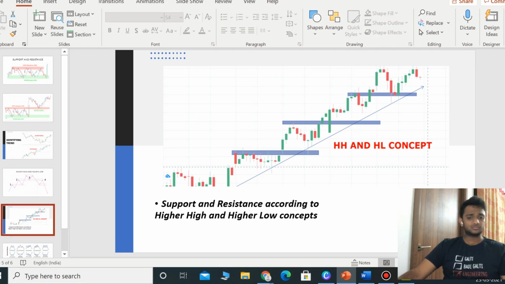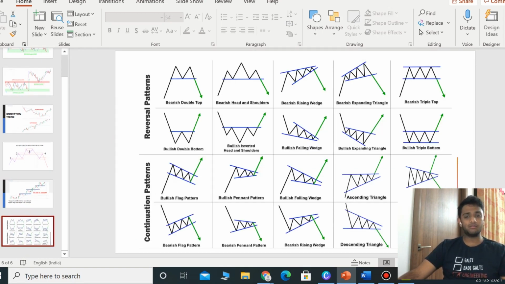Then you have many patterns that are called continuation patterns or reversal patterns. A reversal pattern is where, when the stock keeps going up in an uptrend, you start seeing the stock coming down. That is what you call a reversal pattern. What do we mean by a continuation pattern? The stock keeps rising, then there's a fluctuation, and then it keeps on going up.